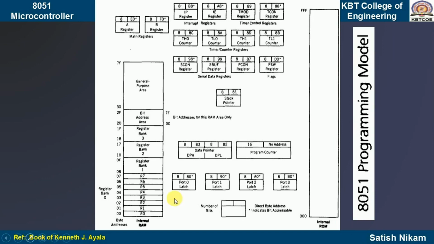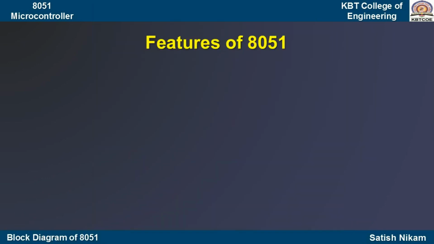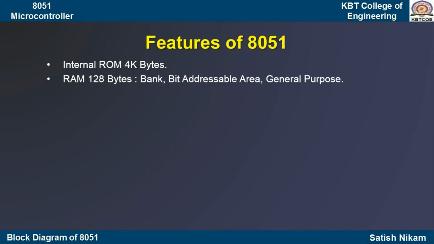The reference here is the book of Kenneth J. Ayala. We conclude here with the features we have discussed in the programming model. The first is the internal ROM of 4K, 4096 bytes exactly. Next is 128 bytes of RAM, which, as discussed in this lecture, is divided into 3 parts: bank area, bit addressable area, and general purpose area.